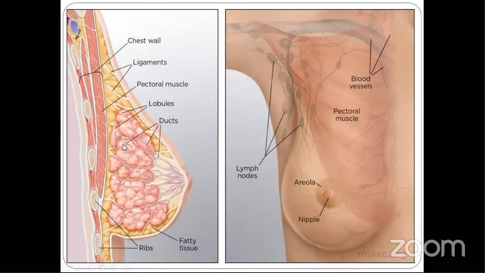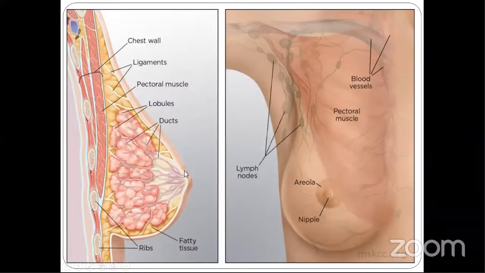Each lobule is drained by its lactiferous duct. This is a lobule and duct here, a lobule and duct here, and every lobule has its lactiferous duct into the nipple. We can see here multiple ducts surrounded by a pigmented area. There's a pigmented area here called the areola.